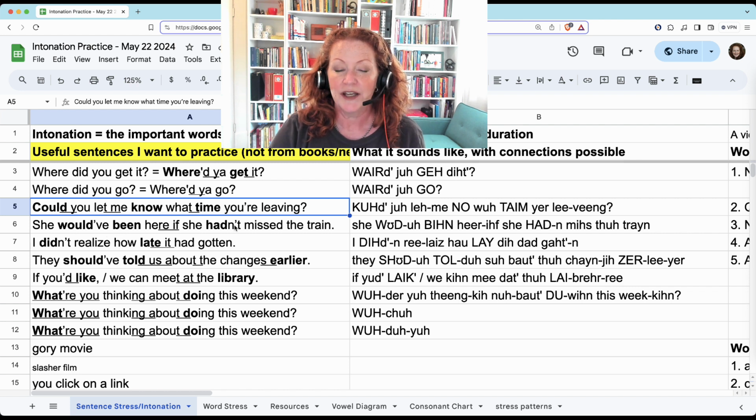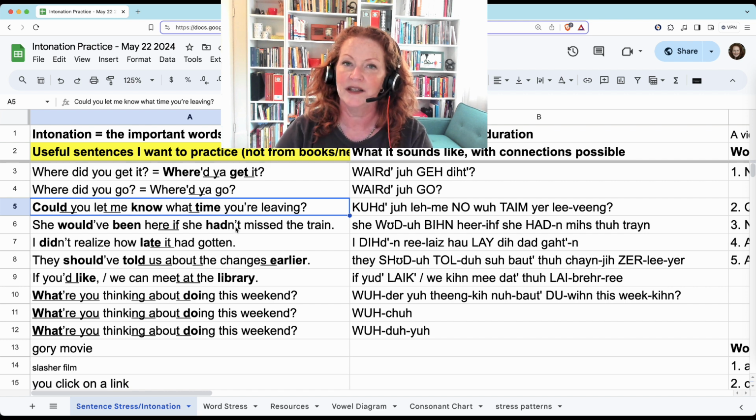She would have been here if she hadn't missed the train. Would have can change to woulda. Been here, if this R will connect to the I. Hadn't, we don't say the T, you make a syllabic N, which means the N becomes its own syllable. Hadn't. Missed the, you're not going to hear missed because you don't need to release the T noise and there's a TH after it. Missed the. So she would have been here if she hadn't missed the train.